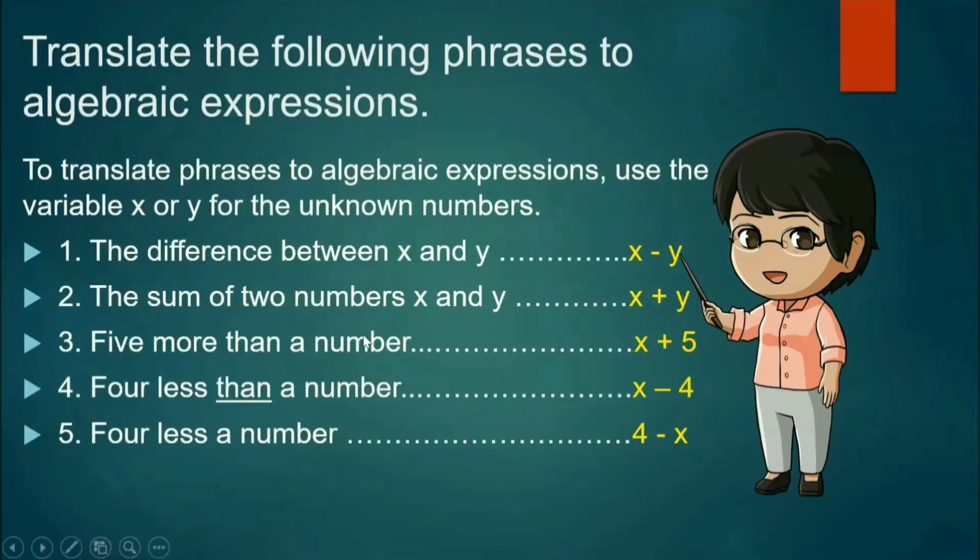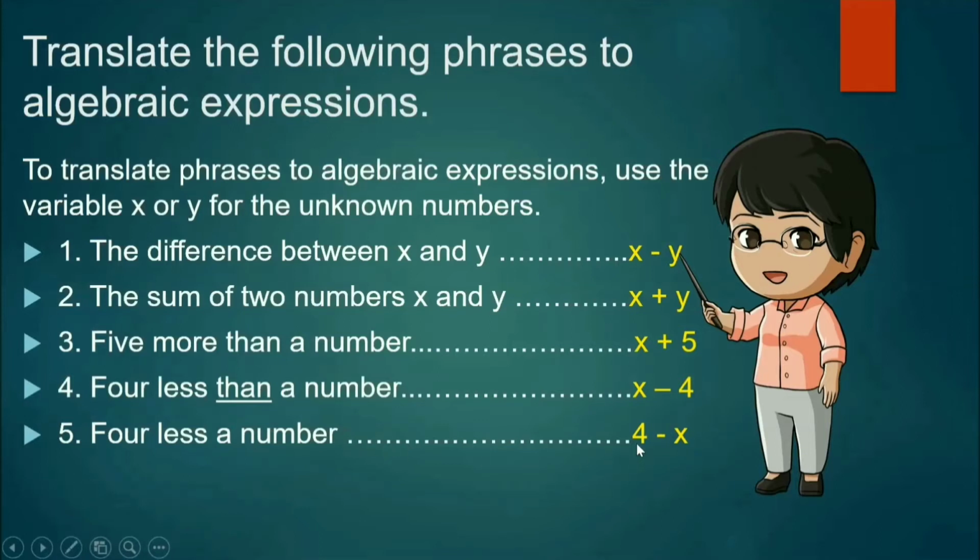Number 3, 5 more than a number is x plus 5. Number 4, 4 less than a number is x minus 4. And number 5, 4 less a number is 4 minus x.